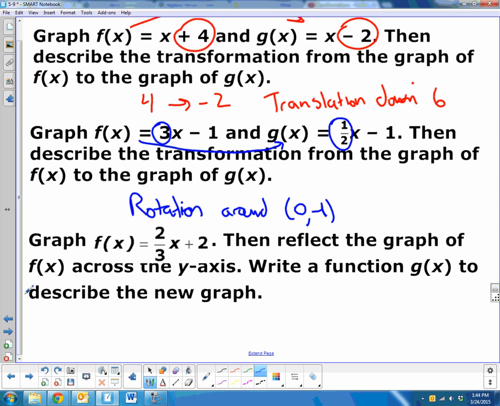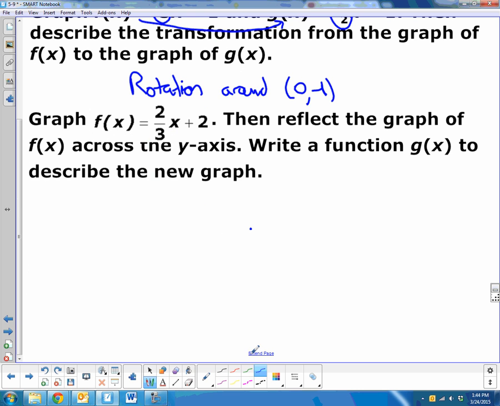The last one then, we're going to reflect it. Again, we're not going to graph it. You will on your worksheet assignment. However, for these notes, we're not going to graph it. If we're going to write a new function g of x, when we take a reflection across that y-axis, we're going to take the opposite. So it becomes negative 2/3 x plus 2, and negative 2/3 x plus 2 will give us that reflected function.